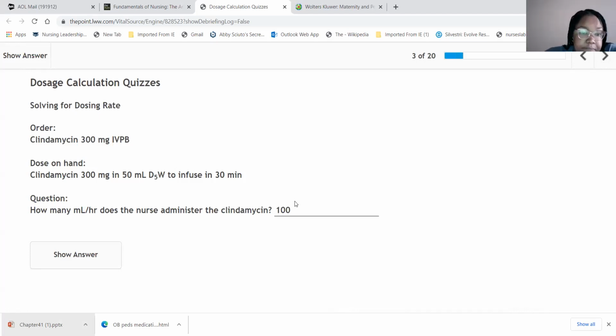Yep, this is the one that I got wrong. If you look at the problem, I encourage you to do the math so you don't get them wrong. If you're putting 50 mLs in 30 minutes, and I'm usually putting it in an hour, then I'm going to have to double the rate to get it in an hour. So anytime it's 30 minutes, you would divide it by 60, so you're dividing by 0.5, not by 50.